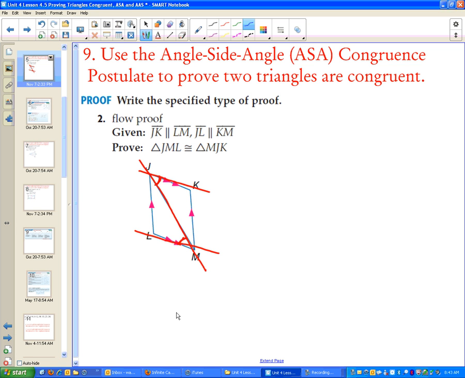And then here and here we have parallel lines. Use this as your transversal. And now that angle and that angle are a pair of alternate interior angles.